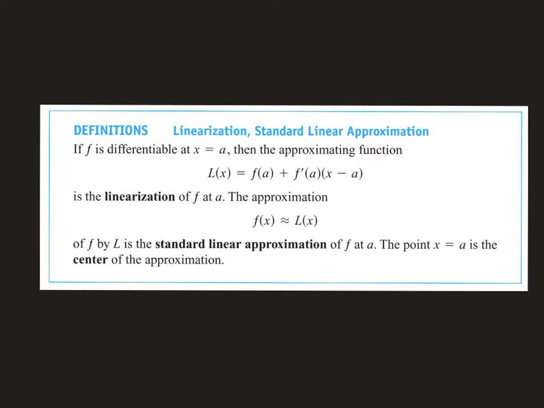So just so you know, this definition is also given to us in our textbook. This is on page 241, and if you want to get more information or read a little more on this topic of linearization, you can go to page 241 and you'll see this. Notice that this approximation, f of x is approximately equal to L of x, is called the standard linear approximation of f at a. We need to be close to x equals a for this approximation to be useful.